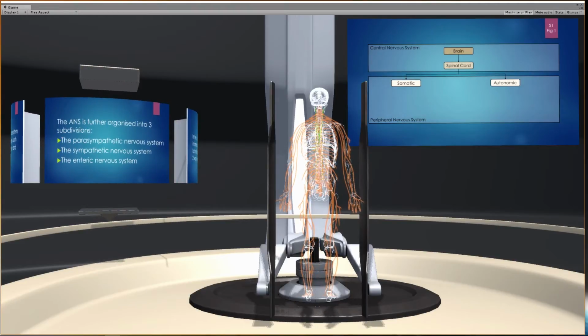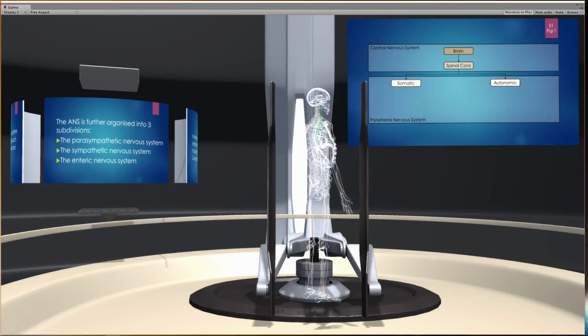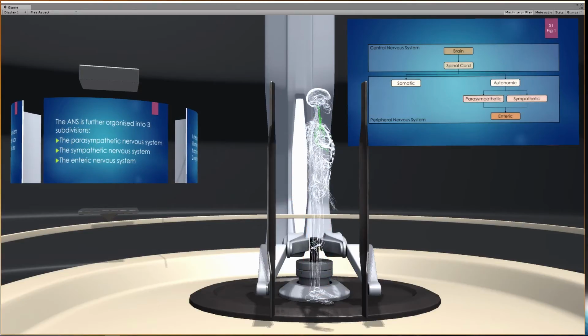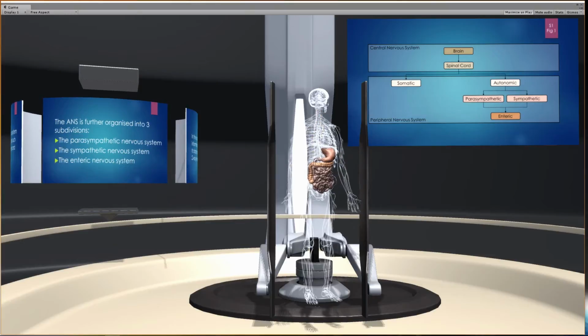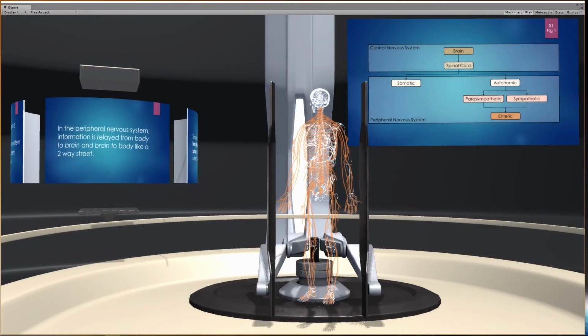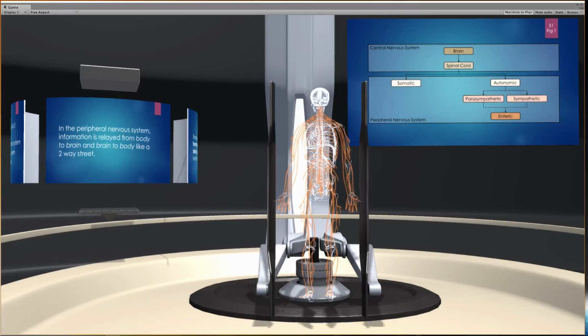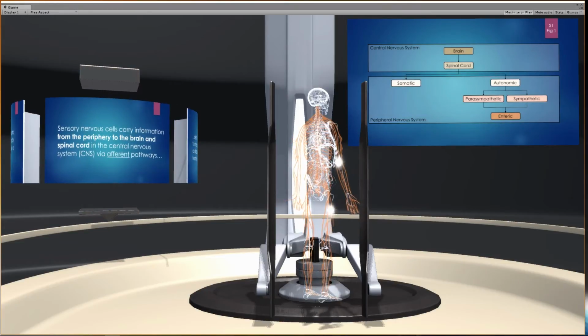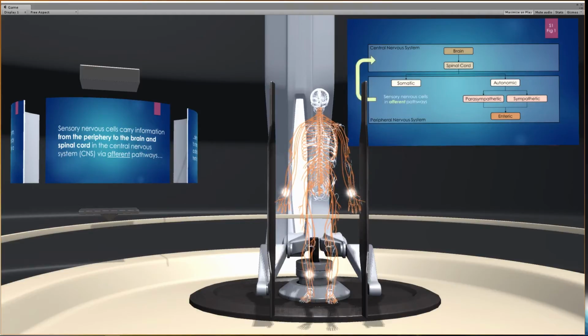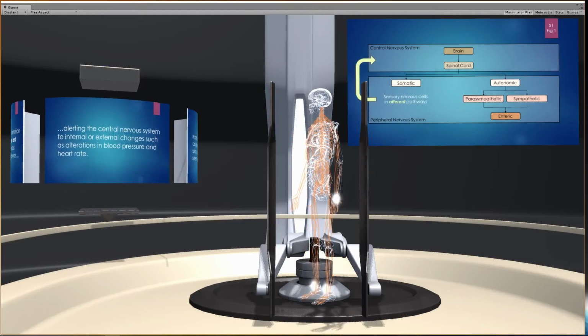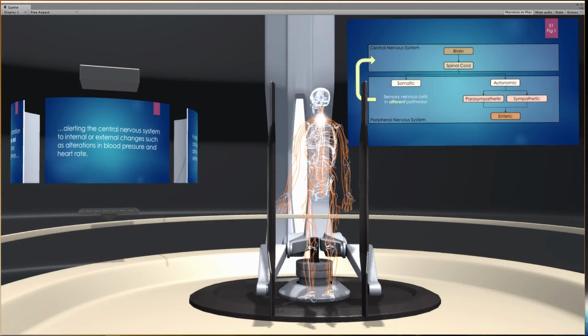The ANS is further organized into three subdivisions: the parasympathetic nervous system, the sympathetic nervous system, and the enteric nervous system. In the peripheral nervous system, information is relayed from body to brain and brain to body like a two-way street. Sensory nervous cells carry information from the periphery to the brain and spinal cord in the central nervous system via afferent pathways, alerting the central nervous system to internal or external changes such as alterations in blood pressure and heart rate.